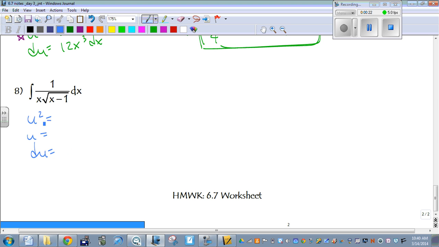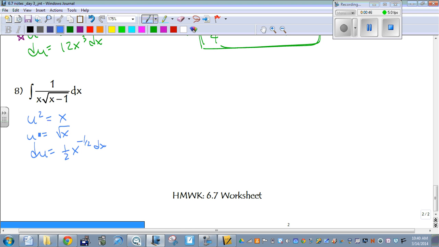So our u squared is going to be x. So our u is going to be the square root of that, so just square root of x. And then du is 1/2 x to the negative 1/2 dx. Just taking the derivative of x to the 1/2, bring the 1/2 out in front, subtract 1 from the exponent. So now this gets tricky.